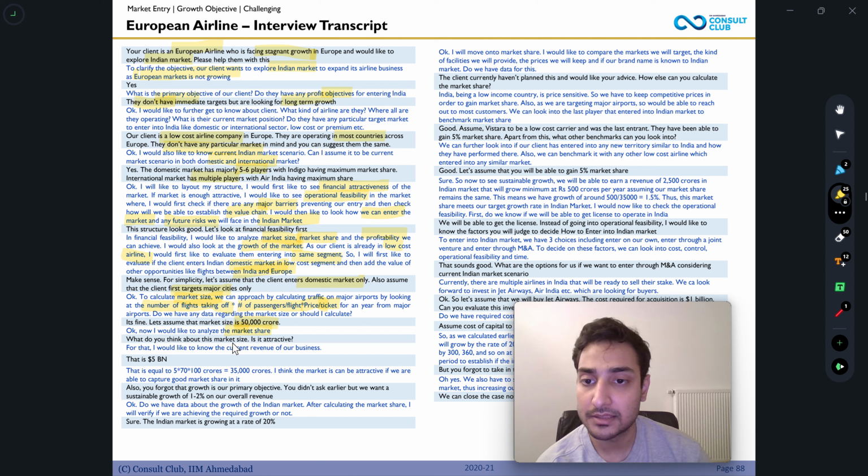What do you think about the market size? Is it attractive? Okay. So before moving to market share, let's see if 50,000 crore is attractive or not from the client's perspective. For that, I would like to know the current revenue of our business. That is 5 billion. That's equal to 5 into 70 into 100. You converted billion dollars into rupees. It's 35,000 crores. I think the market can be attractive if we are able to capture good market share of it.